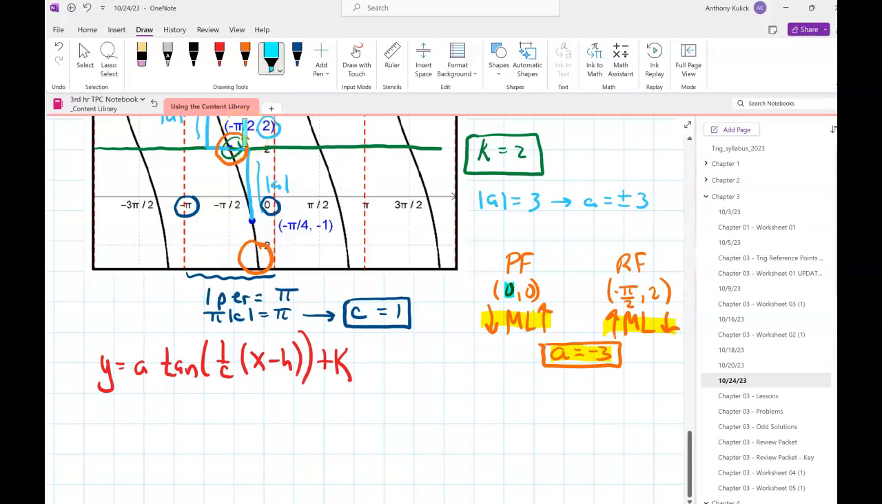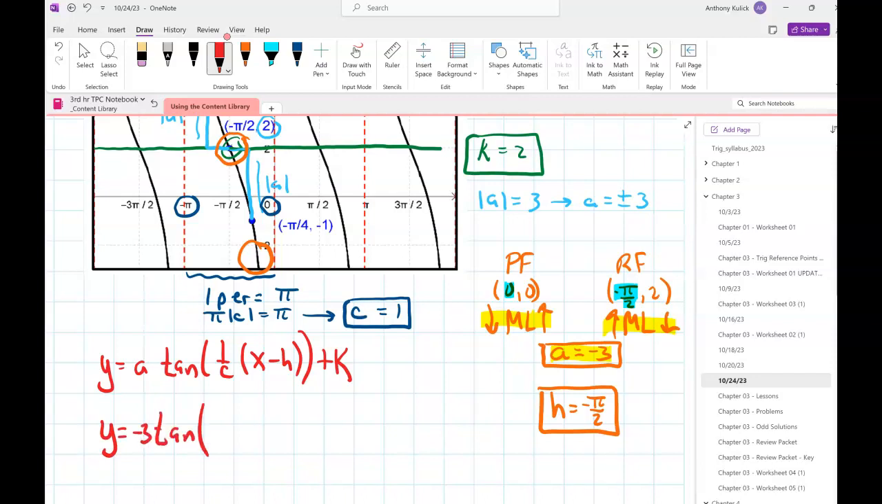And then since the x-coordinate of my parent function is a 0, the x-coordinate of my resultant function is my h. And now we have everything we need. We're just filling in our blanks. The x-coordinate of my parent function is 0. So the x-coordinate of my resultant function is h. So the x-coordinate of my resultant function is at negative pi over 2.